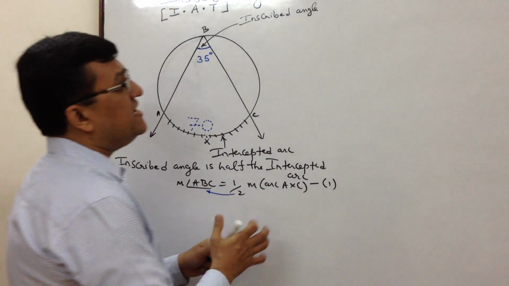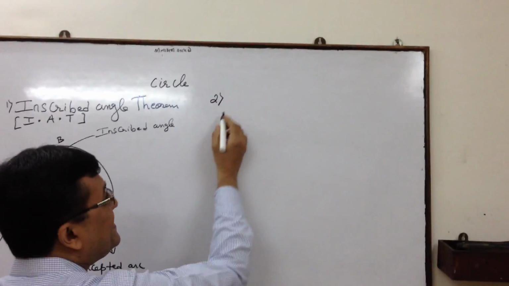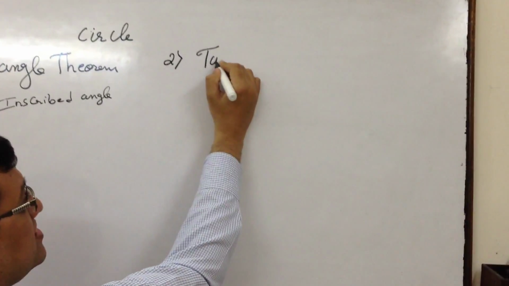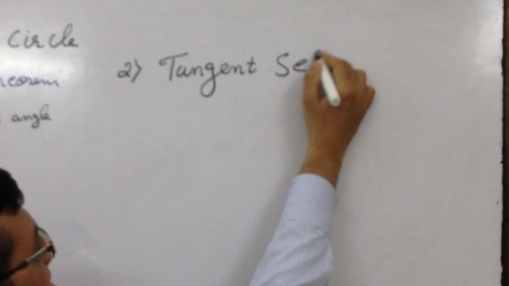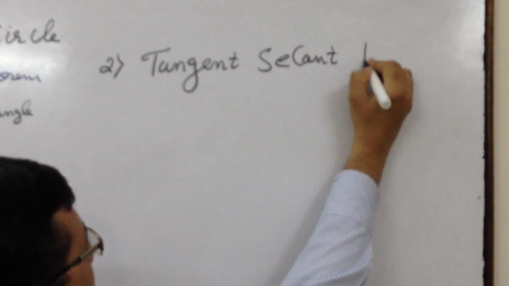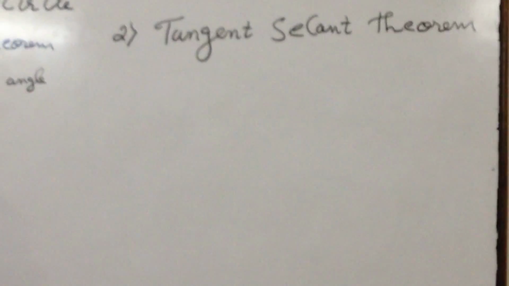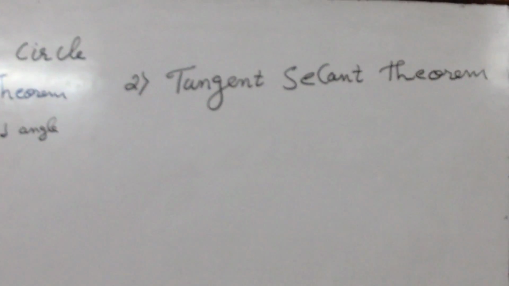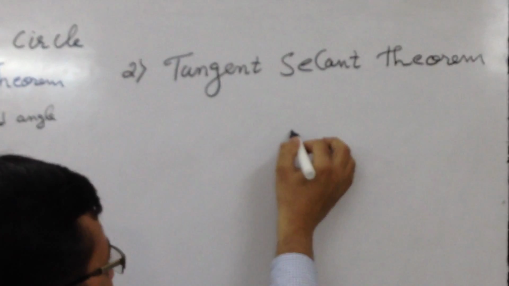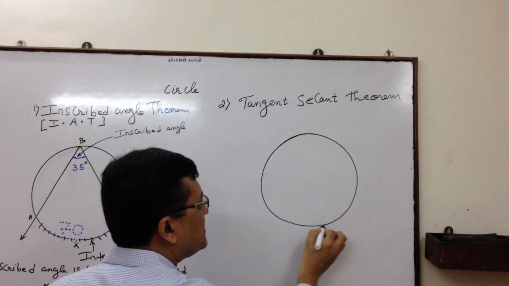Now what we are going to focus on is the next theorem, the tangent secant theorem. I hope my student knows what exactly a tangent and a secant is. We proceed with this particular theorem, what exactly this theorem has to say. But before that, let's learn what is the angle so formed between a tangent and a secant.